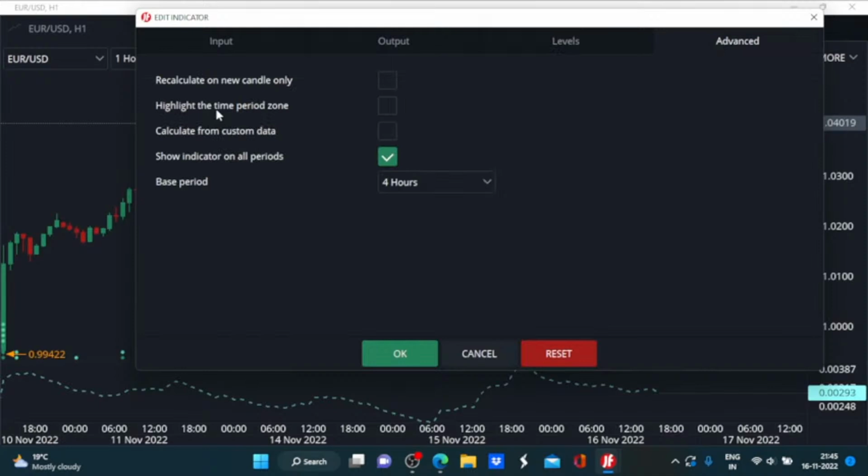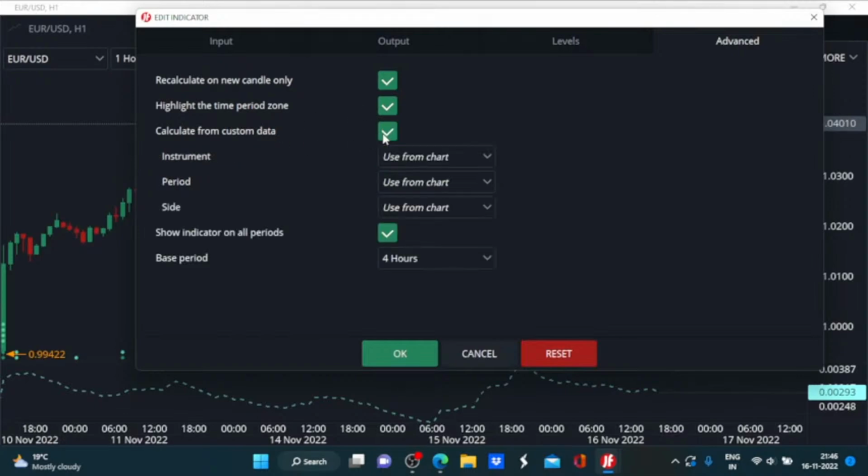Now coming to the advanced editing options, if you want the output value to remain constant throughout the current candle period, then you have to opt in for these options. Else, depending on the applied price for the current candle period, the output of the ATR will keep varying. So to keep this constant, you have to go for recalculate on new candle only. Highlight the time period zone, if you want the time period zone being used for calculation to be highlighted, you have to go for this.